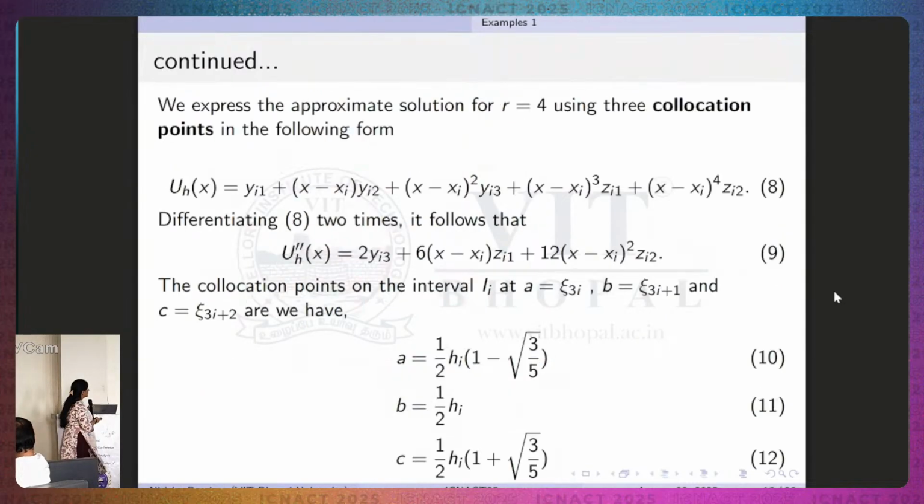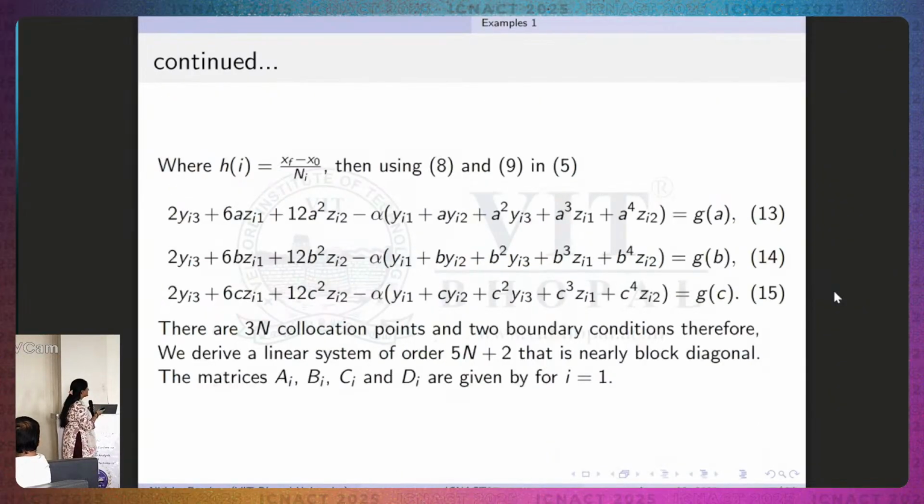So we solve this by the collocation method. U_h is the approximate solution where I am taking 4 as the polynomial degree. So we get this as the rate of convergence. Now differentiating equation 8 two times, we get equation 9. Here I am taking 3 collocation points A, B, C. So we are getting 3 linear equations.